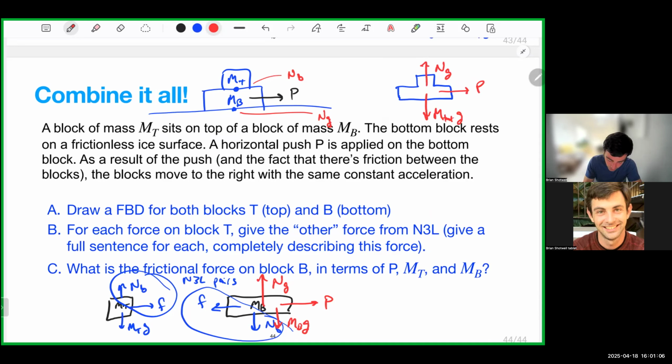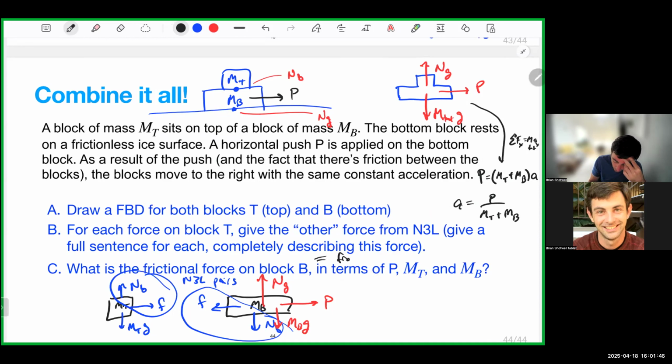So from Newton, looking at this free body diagram and looking at F equals ma, and really we just care about the horizontal direction. Sum of the x components is max, m total ax. So what we have here is the push is equal to mt plus mb times acceleration. So the acceleration is P over mt plus mb. Okay, so that's the acceleration. But we weren't asked for the acceleration, right? We were asked for the frictional force on block B.